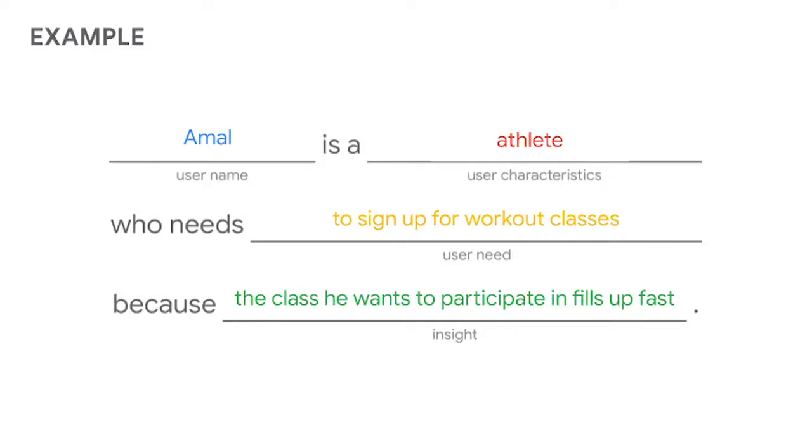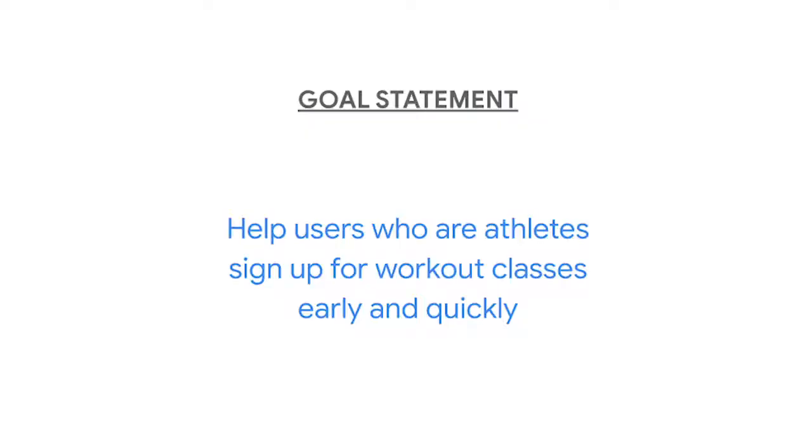Let's check out an example of how to take a problem statement and turn it into a 6-panel storyboard using the template we just reviewed. Let's revisit a problem statement from Course 2. Amal is an athlete who needs a way to sign up for workout classes because the class he wants to participate in fills up fast. Our first step is to turn this problem statement into a goal statement. Our goal statement could be help users who are athletes sign up for workout classes early and quickly. Now it's time to storyboard. To save time, I've already built out a 6-panel storyboard for this example. Let's walk through it together.